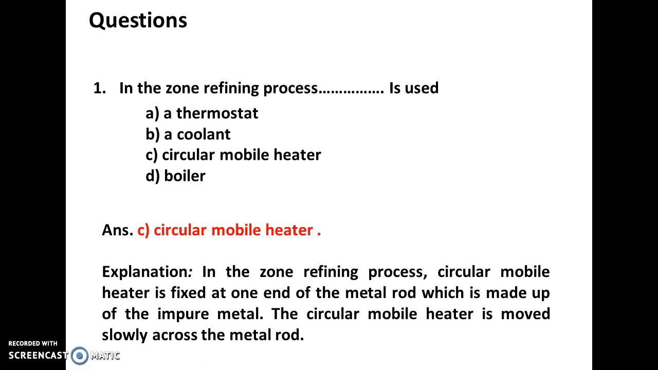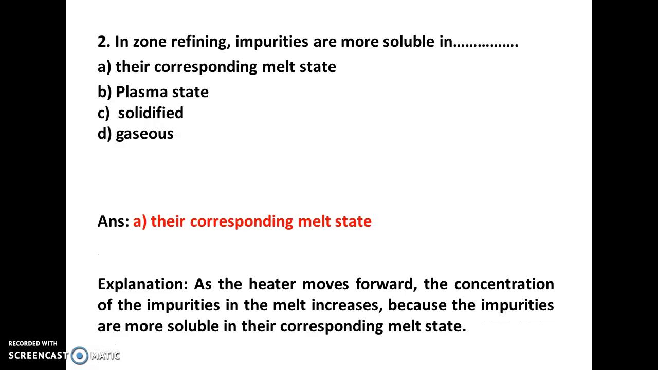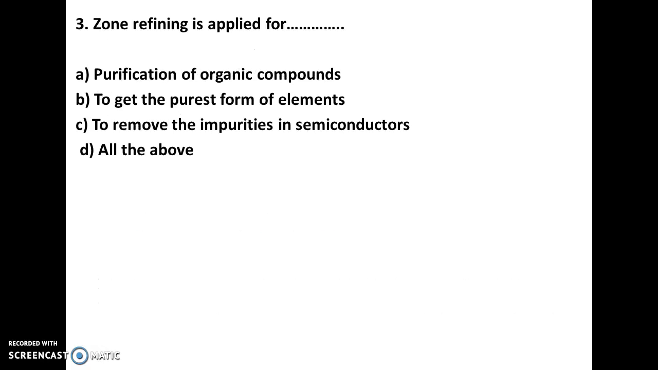For the first question, in the zone refining process, the circular mobile heater is used. In zone refining, impurities are more soluble in their corresponding melt state, and zone refining is applied for purification of organic compounds, to get the purest form of elements, and to remove the impurities in the semiconductors.